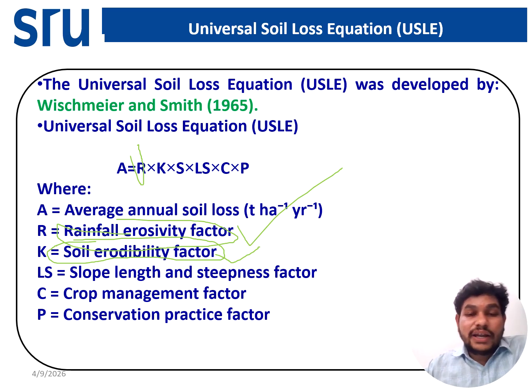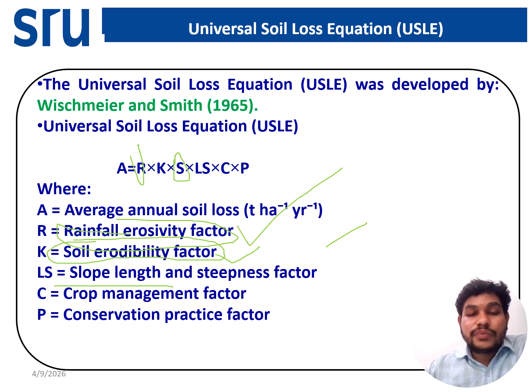Then another factor is the slope. On a 9% slope, we will calculate the water erosion. Then LS is the slope length. We will consider a slope length of 30 meters. On 30 meters and a 9% slope, we will calculate the soil loss.